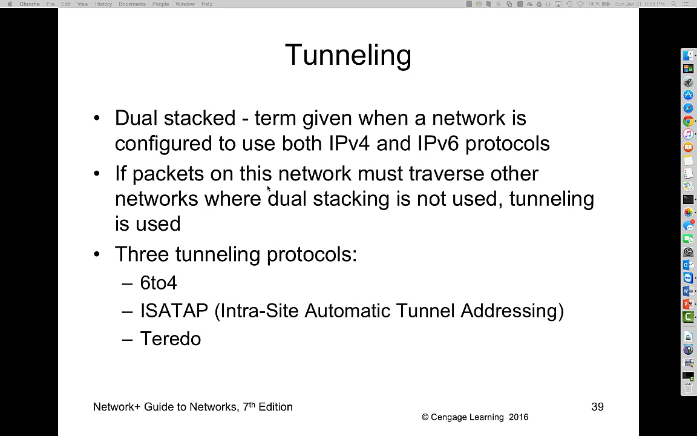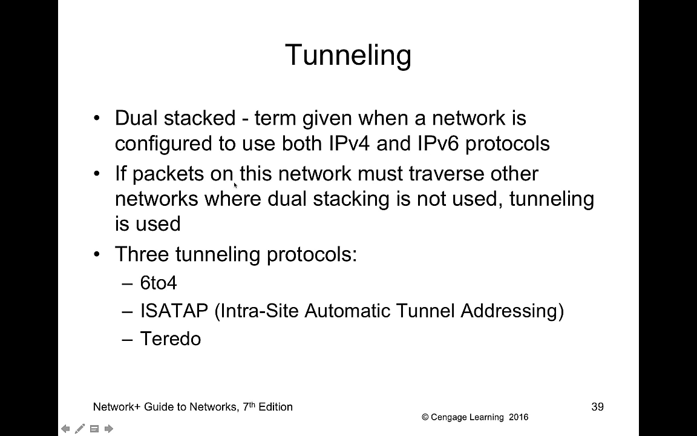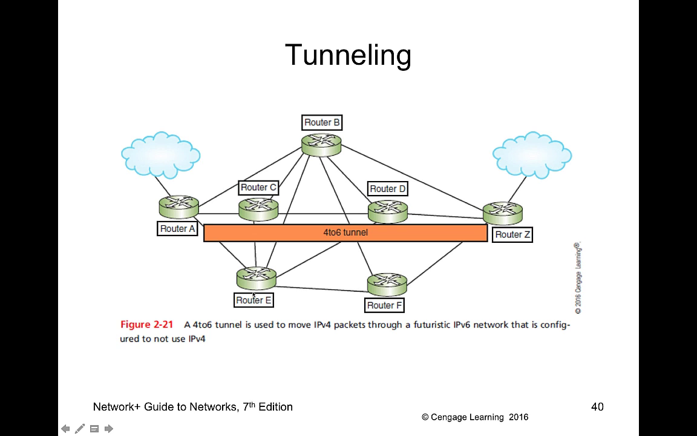Different types of tunneling. We already talked about tunneling. That's where you can tunnel IPv6 over IPv4. If packets and networks must traverse other networks where dual stacking is not supported, tunneling is used. We have 6to4, ISATAP, and Teredo. I have another presentation which goes into these in great detail, and these slides don't, so I'm not going to talk about them much here, but they will be covered more later.